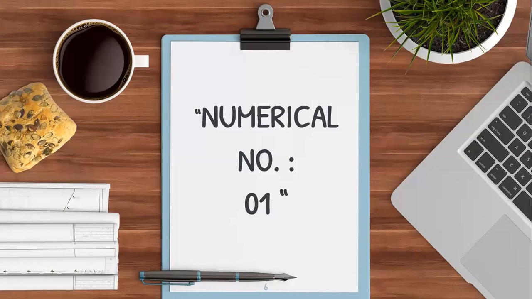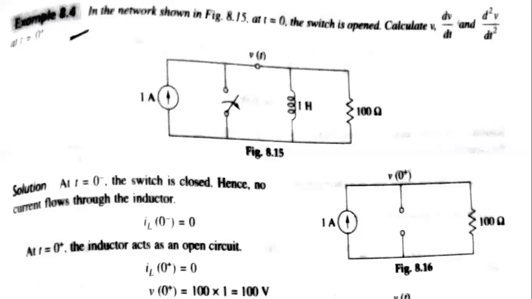So the numerical number one will be, note down all of you. In the circuit shown below, at t equals 0, the switch is opened. Calculate v, dv by dt, and d square v by dt square.